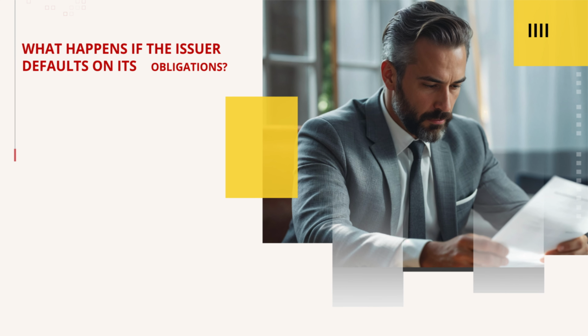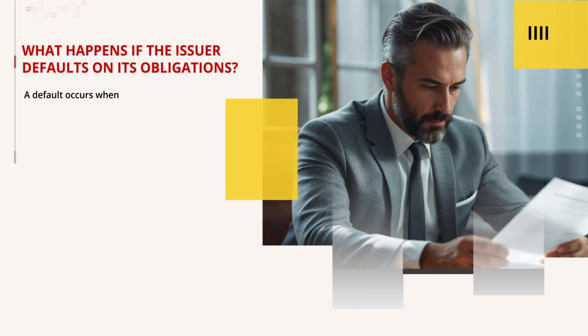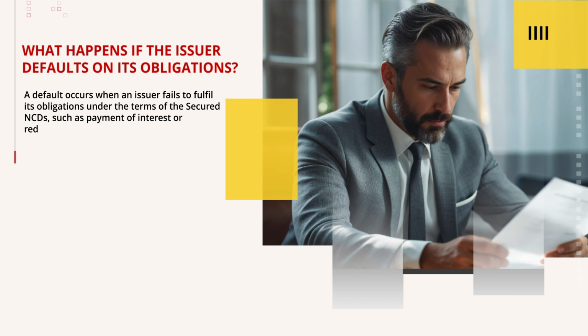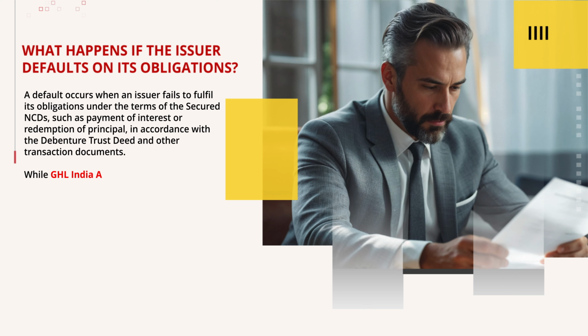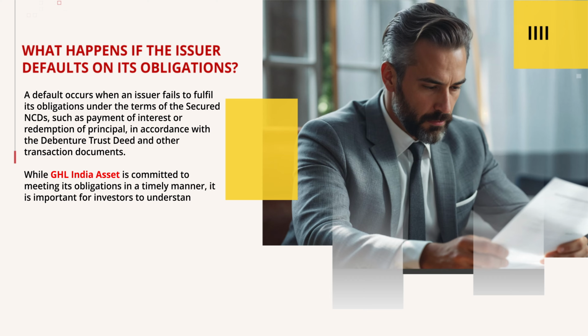One. What happens if the issuer defaults on its obligations? A default occurs when an issuer fails to fulfill its obligations under the terms of the secured NCDs, such as payment of interest or redemption of principal in accordance with the debenture trust deed and other transaction documents. While GHL India Asset is committed to meeting its obligations in a timely manner, it is important for investors to understand the framework that applies if a default were to occur.